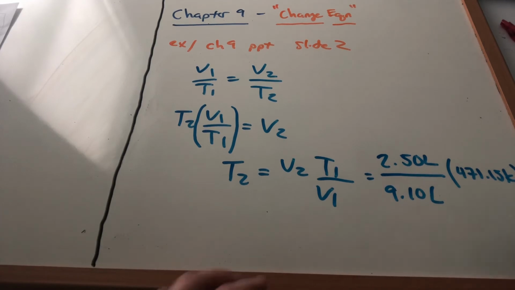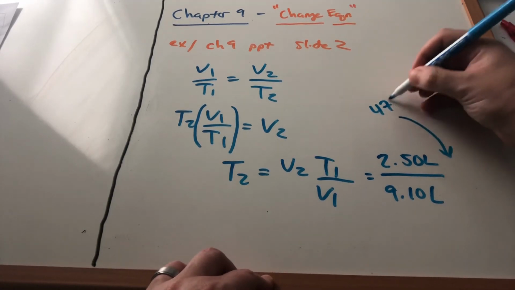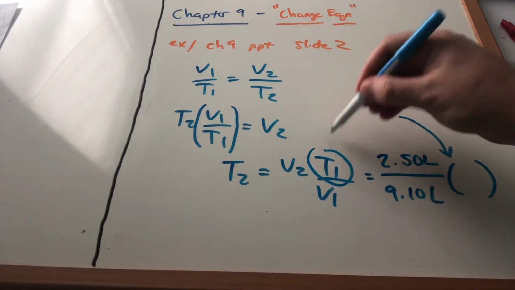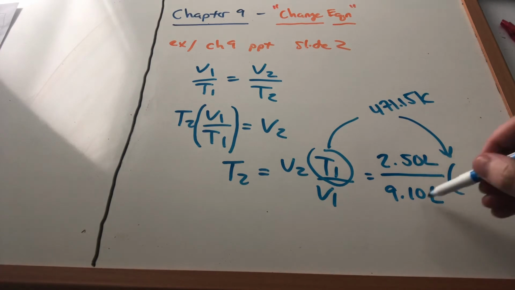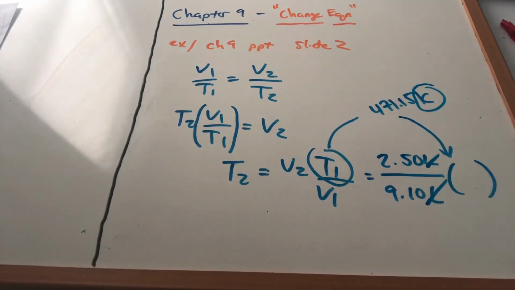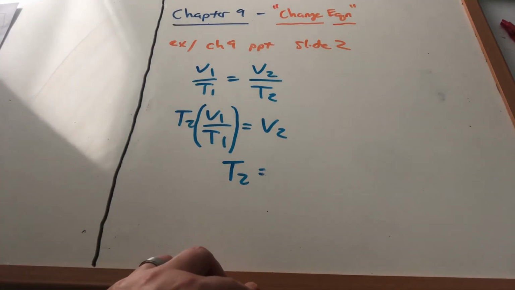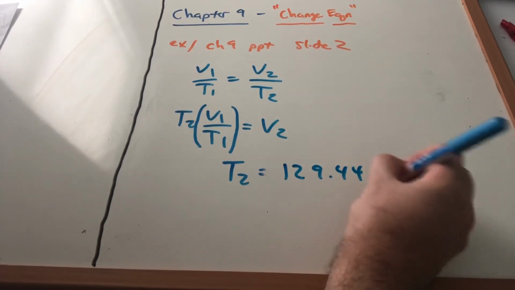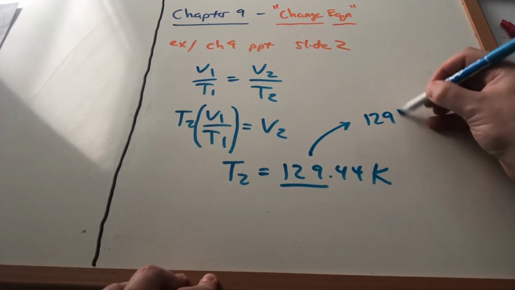Oh, sorry, I ran out of room there. Let me just make sure you see this. Right here, we're going to write 471.15 Kelvin, the multiplicative factor. This is this value right here. So now we can plug this into our calculator, and what we get for T2, notice liters is going to cancel with liters. The units I'm left with are Kelvin. The T2 that I get is 129.44 Kelvin. Now we would round that to 129 Kelvin.